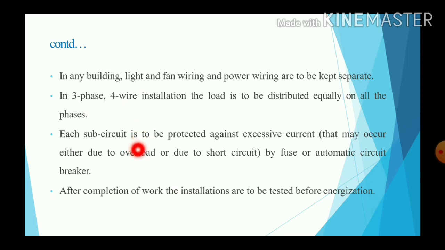Each sub-circuit is to be protected against excessive current by fuse or automatic circuit breaker for the protection of the system. After completion of work, the installation is to be tested before energization. That's all about rules for wiring.